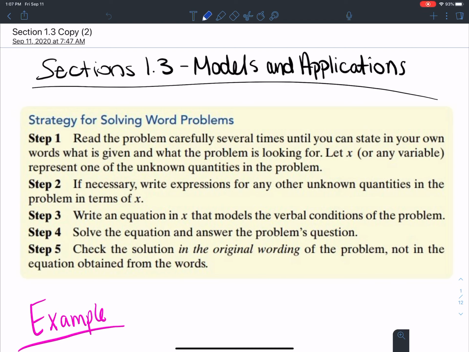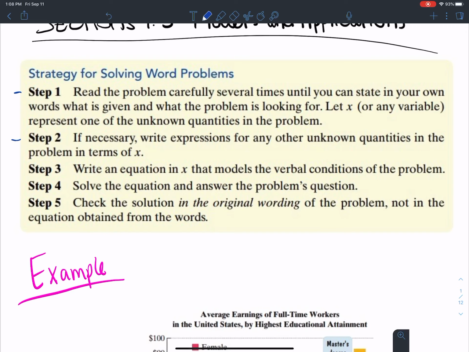Let x, or any variable, represent one of the unknown quantities in the problem. So when you're reading this, step 1, just try to think about what your x should be. And then in step 2, if necessary, write expressions for any other unknown quantities in the problem in terms of x. So if it's a rate or maybe you'll see in the next problem it's going to be x plus something like that. I always just write down every number they give me and then try to figure out what it should be. Step 3, write an equation in x that models the verbal conditions of the problem.